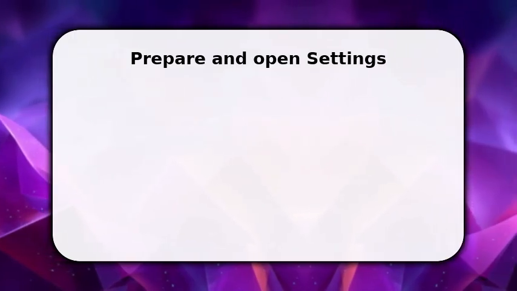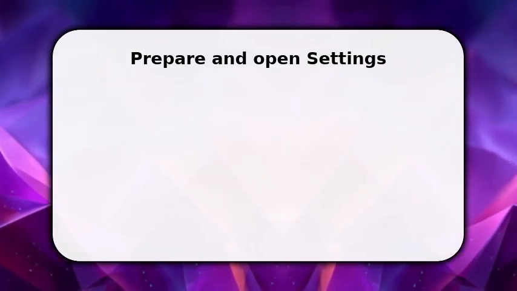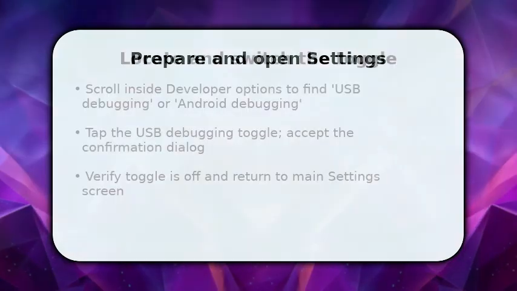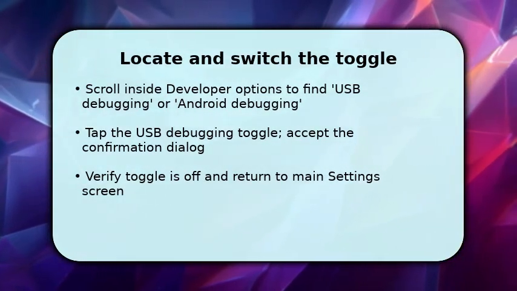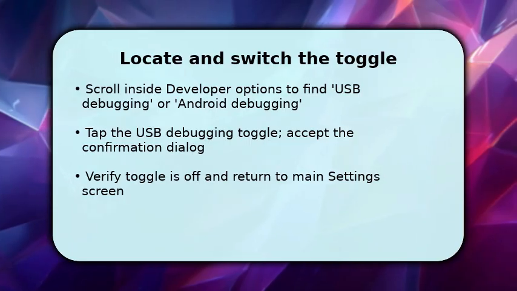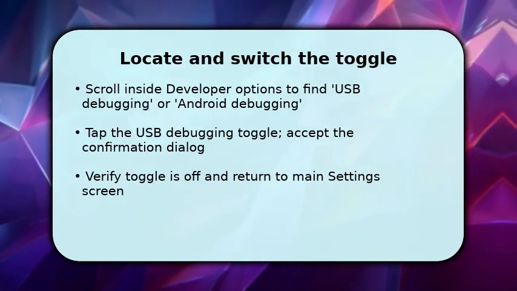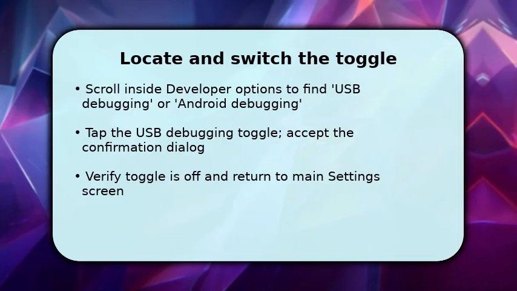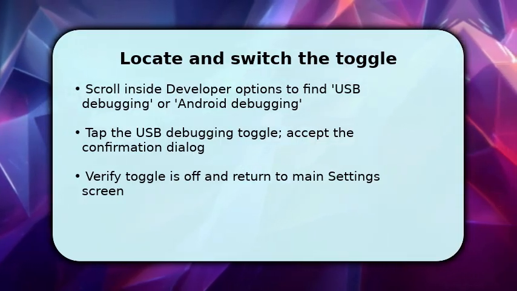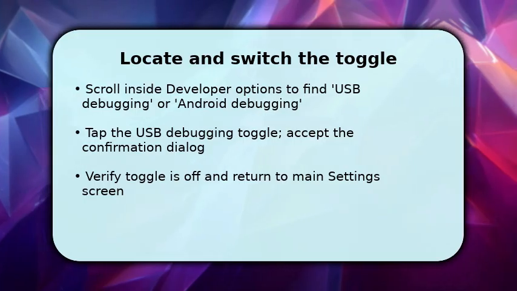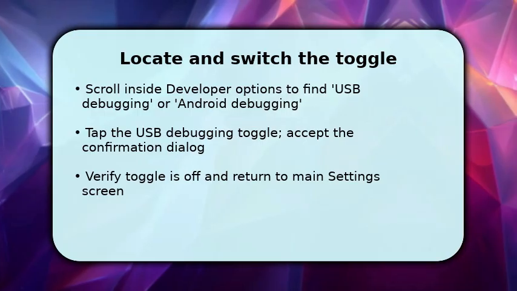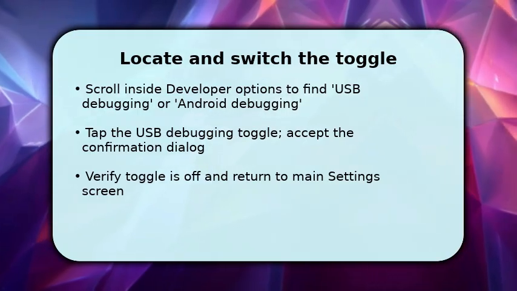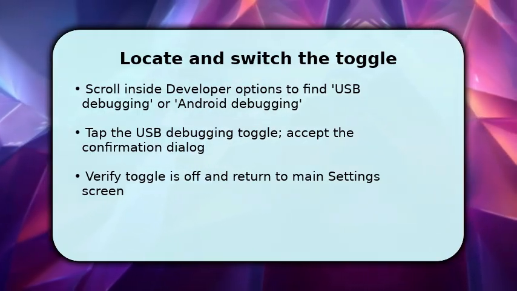Make sure you understand that disabling USB debugging prevents ADB access. Now scroll within developer options until you hit the USB debugging entry, sometimes labeled Android debugging, because labels vary by vendor. Once found, tap the toggle to switch it off. A confirmation dialog may appear explaining what you're disabling, so read it and confirm. After you accept, watch for the toggle to flip to off and the brief system toast that confirms the change.